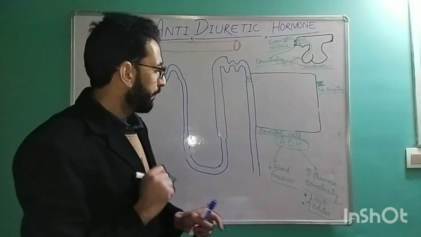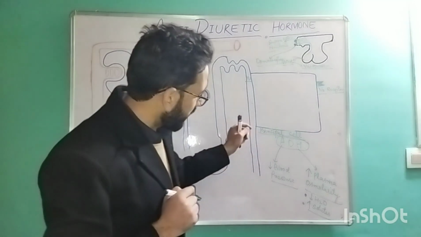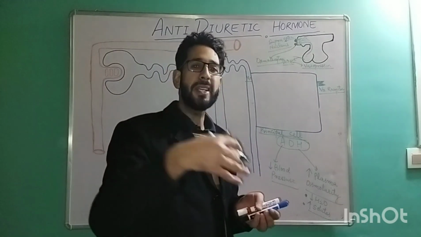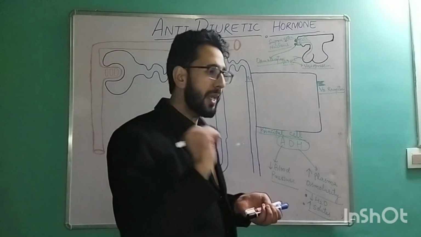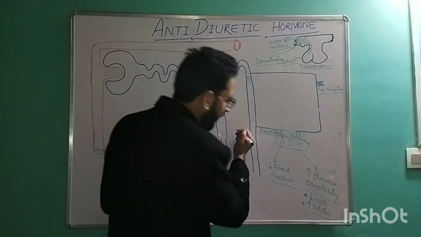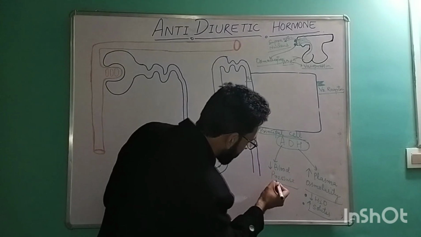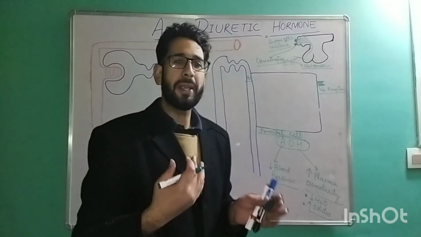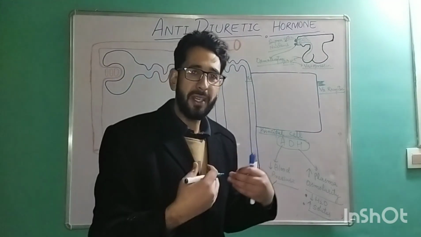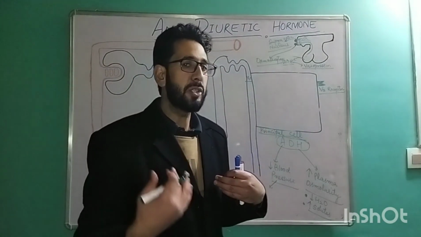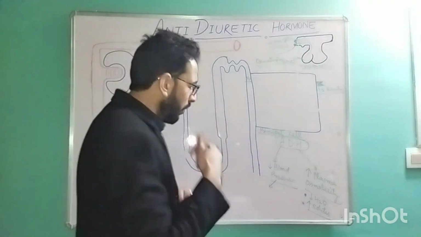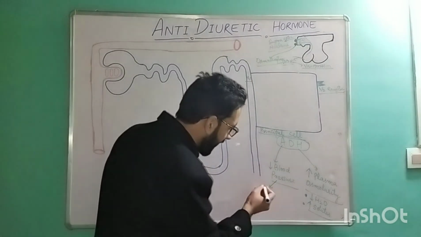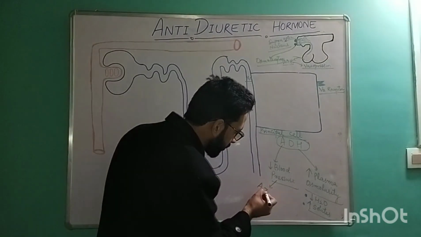Now, we have decreased blood pressure, which is another stimulus for the release of antidiuretic hormone. Whenever there is decreased blood pressure, there is a special mechanism running in our body called the renin-angiotensin system. There, a hormone is released or formed, and that is called angiotensin 2.